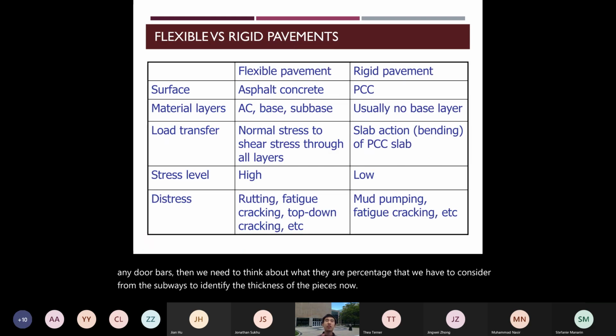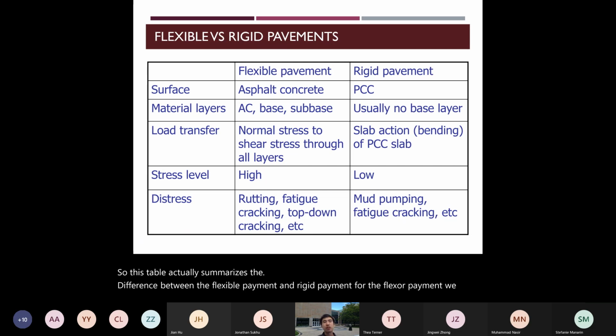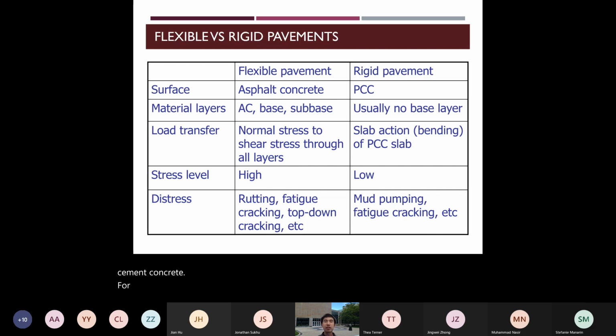So this table summarizes the difference between the flexible pavement and the rigid pavement. For the flexible pavement, we use asphalt concrete as the surface layer, while for the rigid pavement, we apply Portland cement concrete. For both of them, we can consider that they use a layer system.